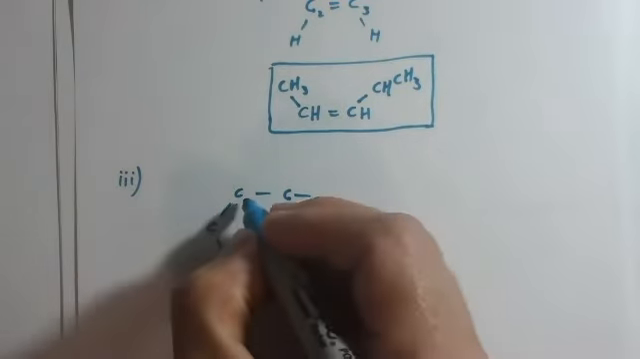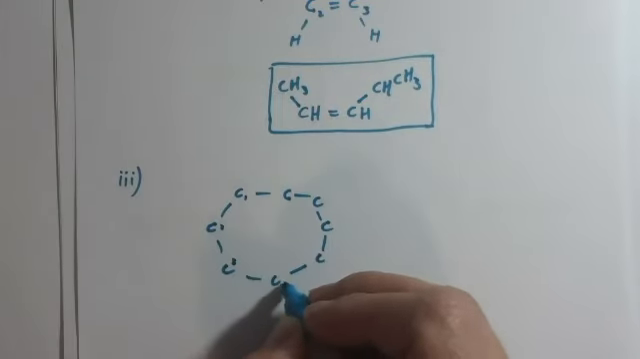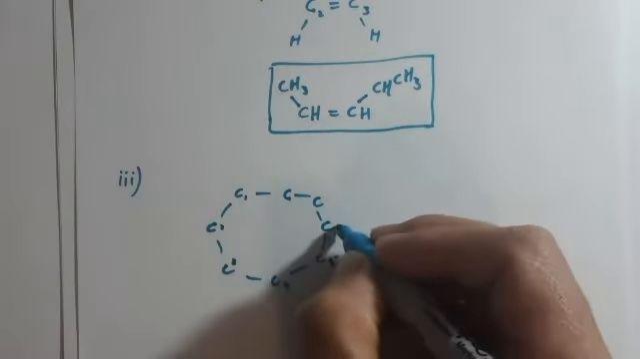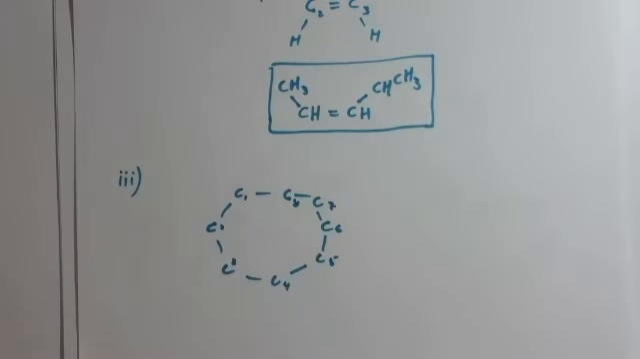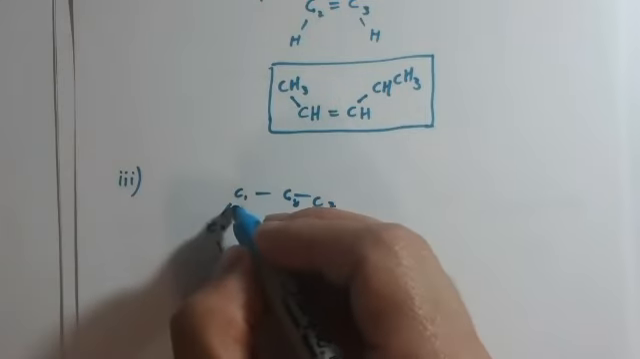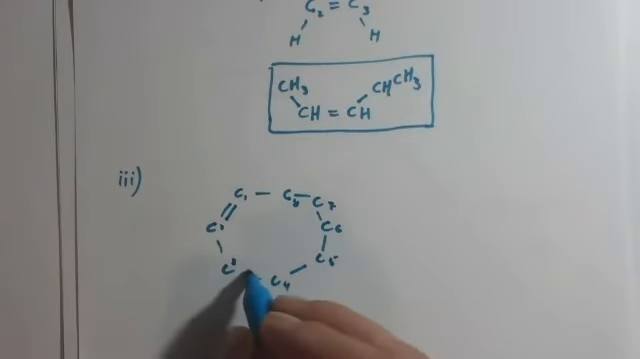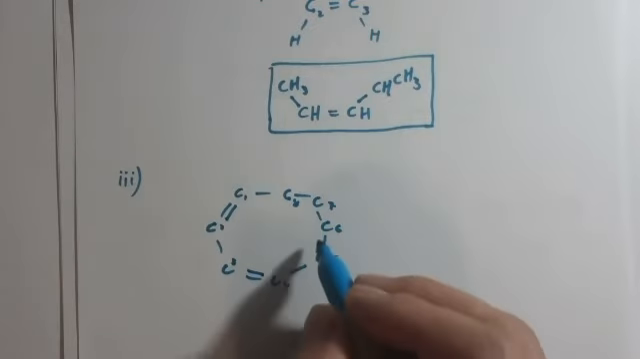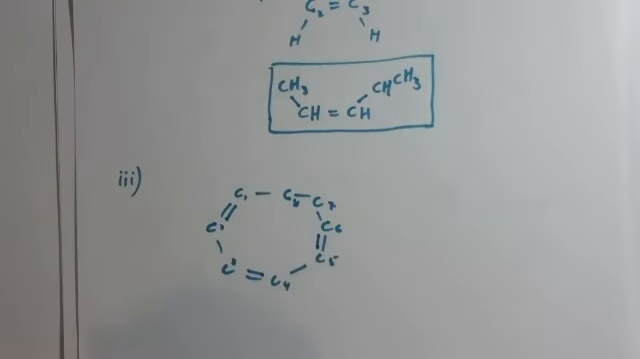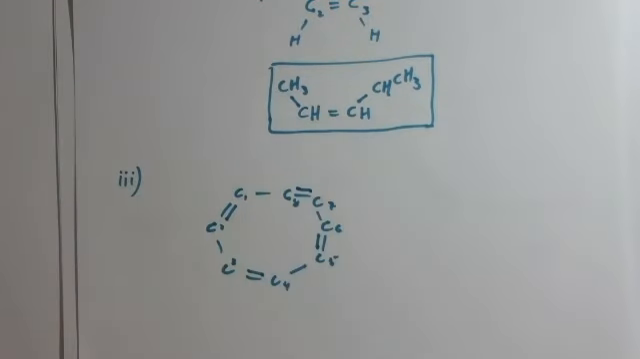So let's number the carbons. 1, 2, 3, 4, 5, 6, 7, 8. Where are my double bonds? If they state 1, it's between 1 and 2. If they say 3, it's between 3 and 4. If they say 5, it's between 5 and 6. And when they say 7, it is between 7 and 8. So there are my double bonds.